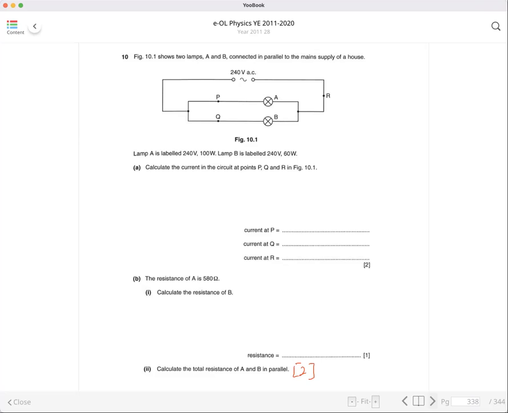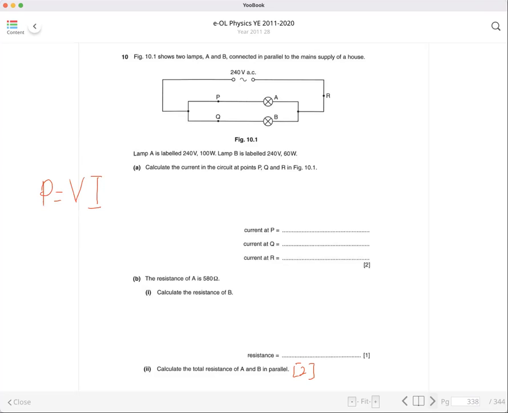Pei Kwan, Hao Rui, the rest of your answer? Xiao Xing, how about you? And Yu Ting, where are you? Okay, so for part A, let me give you a clue. For part A, use this formula, P equal to VI. Hao Rui, well done. Give a question number next time.